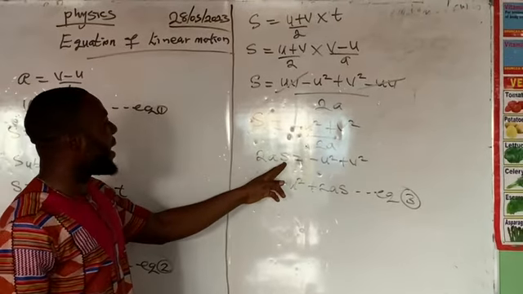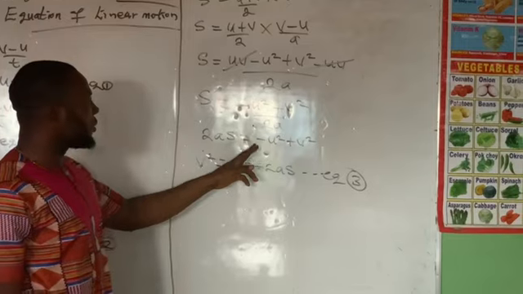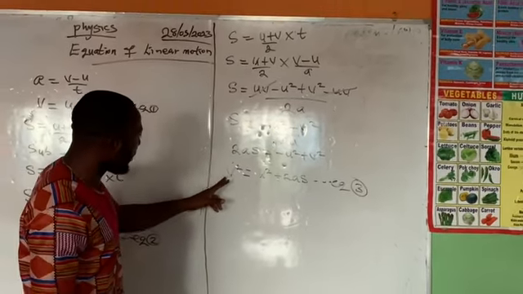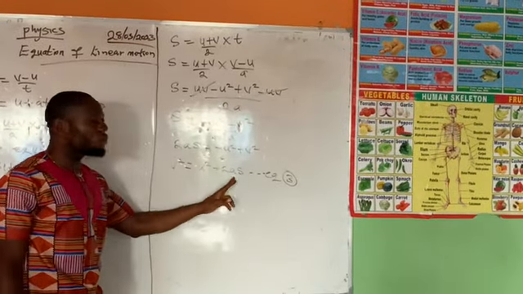Therefore, 2a times s will give us 2as is equal to minus u squared plus v squared. Making v squared the subject of the formula, we have that v squared is equal to u squared plus 2as.